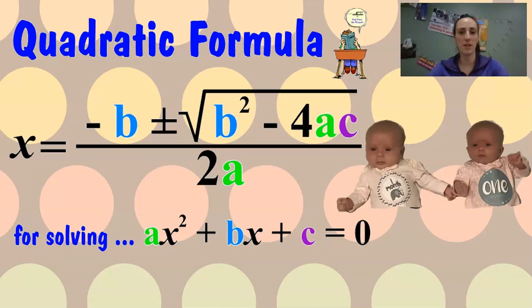The quadratic formula is used to solve for x. x equals negative b plus or minus the square root of b squared minus 4ac, all divided by 2a. We use it when we are solving a polynomial in the form ax squared plus bx plus c equals 0. This is how we can identify the a, the b, and the c in the formula, and it only works if that polynomial is equal to 0.